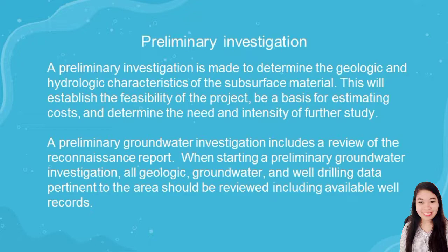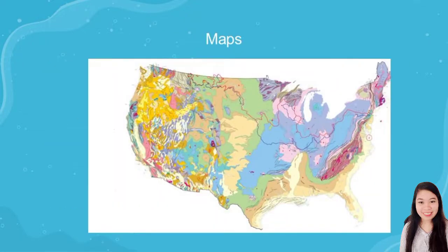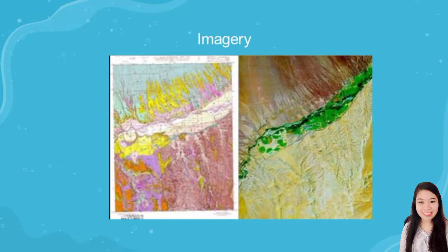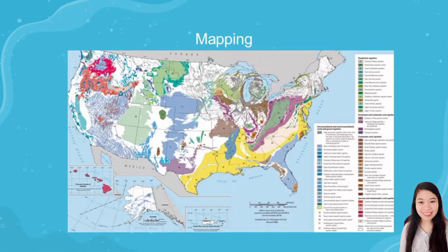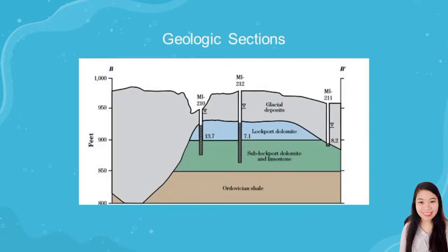including available well records. The following are the things that are often used in preliminary investigation. The first one is the maps. Second is imagery. Third is field study. Fourth is mapping. And lastly, geologic sections.